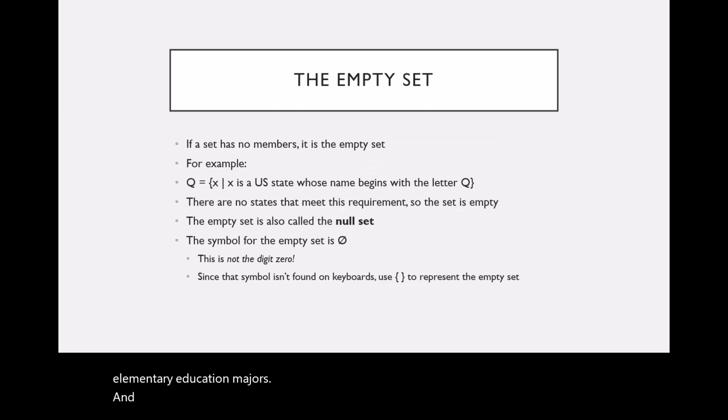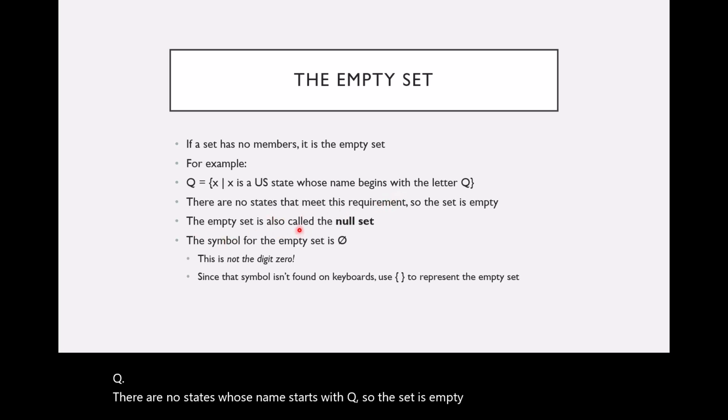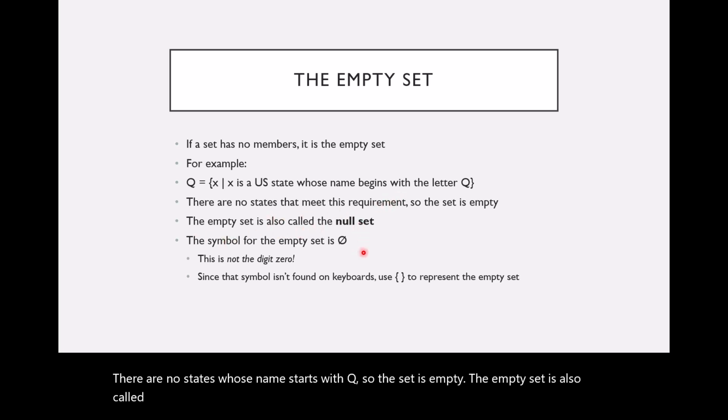Another special set is called the empty set. If a set has no members, it's called the empty set. For example, set Q is the set of all elements X, such that X is a U.S. state whose name begins with the letter Q. There are no states whose name starts with Q, so the set is empty. The empty set is also called the null set.